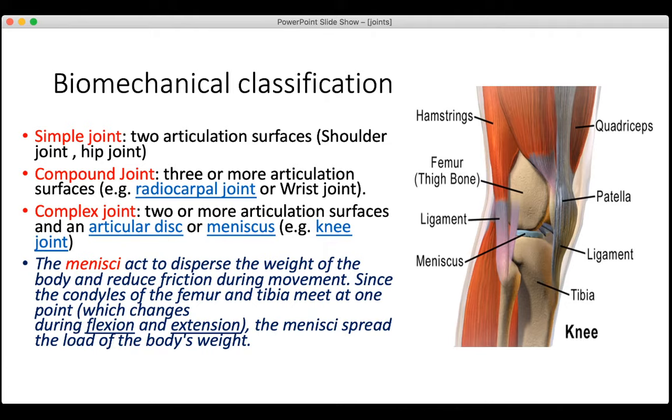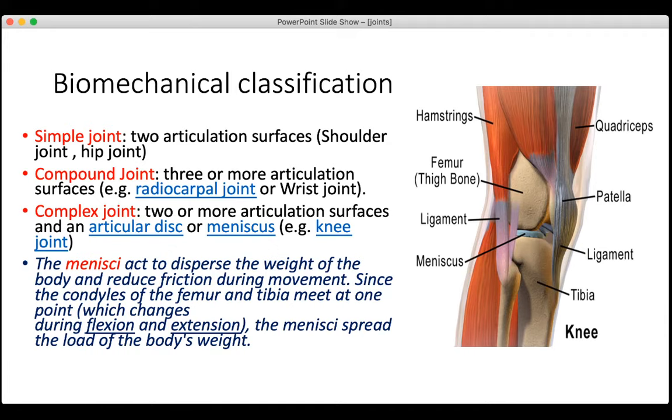Second is the compound joint. In a compound joint we have multiple surfaces, like when we talk about the wrist, the joints of multiple fingers come in. So the radiocarpal joint, there we have multiple surfaces, more than two, three or more articulation surfaces. So that is known as a compound joint biomechanically.